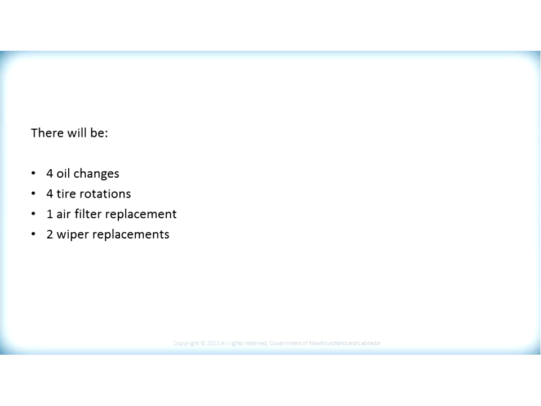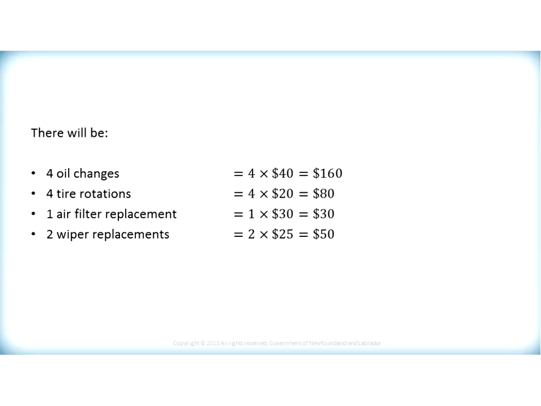twice a year. So to determine the total cost, first we're going to have to multiply the number of oil changes by the cost per oil change, which is 4 oil changes of $40 each, or $160. Then our tire rotations, there are 4, and they're $20 each. Gives us a total value of $80. The air filter replacement, there's only 1 at a cost of $30, which means that it's going to cost her $30 for the year. And there were 2 wiper replacements at $25 each, which gives her a total cost of $50.